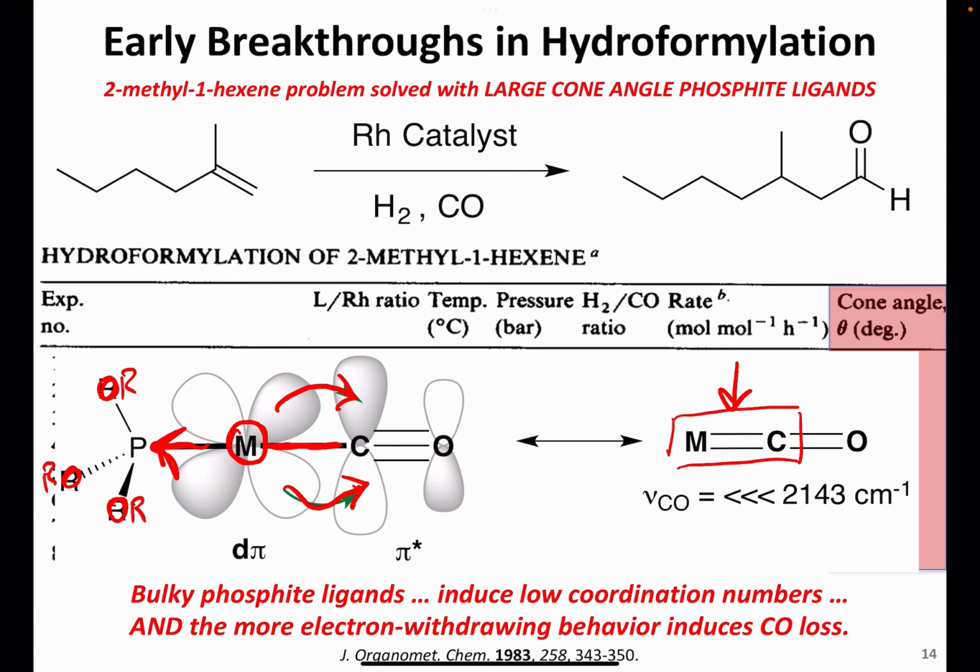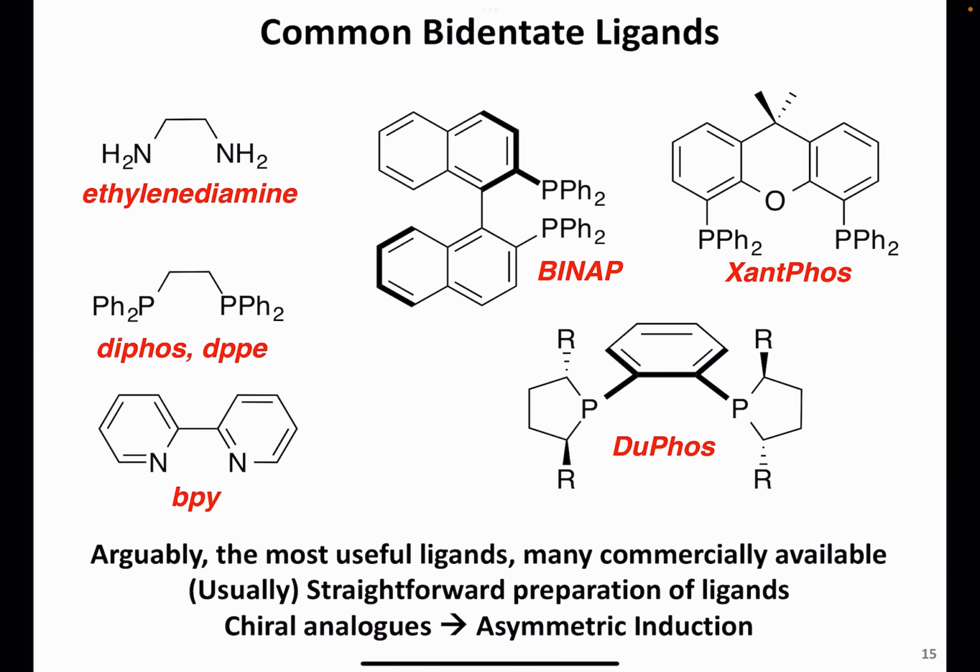Really, really cool stuff. If you are interested, in 1983 they figured this out. And so that was monodentate ligands. Monodentate ligands are ones that only bind through a single atom. It's much more common to encounter bidentate ligands, even tridentate and tetradentate ligands.